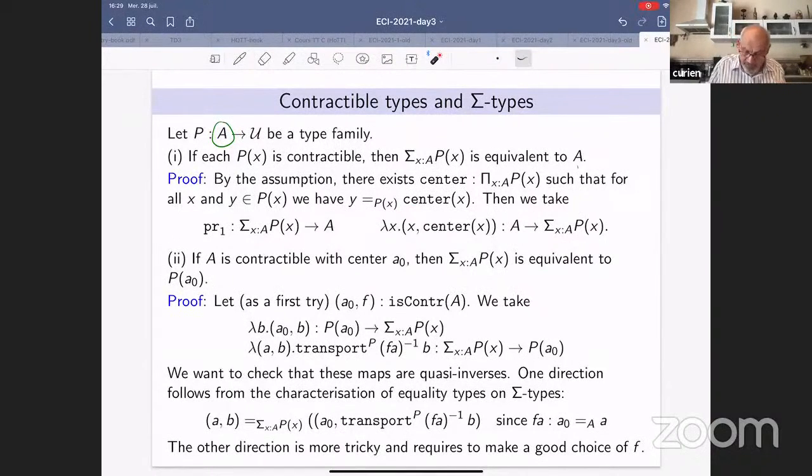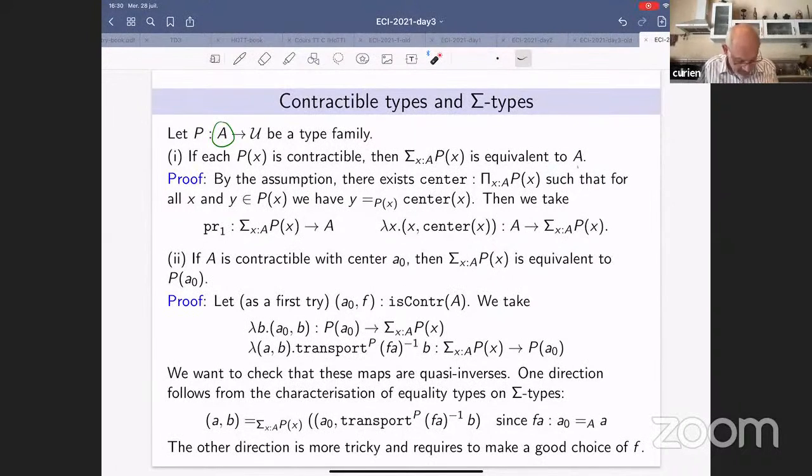So now we need to find functions that go from here to here and from here to here. The first function, well, we know it already. It's the first projection. We have already worked on it. And for the other one, we can map an element of capital A to the pair of x and center x. And it's not difficult to find out that they are quasi-inverses.